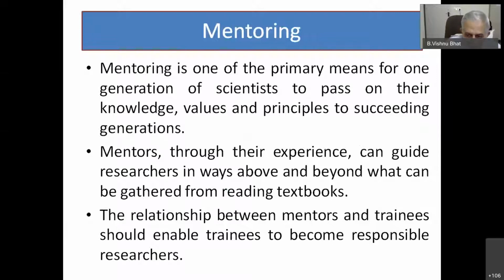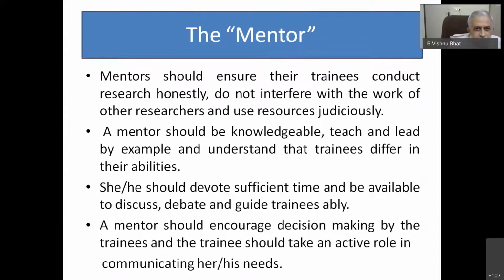They should maintain a good relation between the mentor and trainees, so that the trainees become responsible researchers. So the mentor should ensure the trainees conduct the research honestly. Do not interfere with the work of other researchers. Many times you don't do research, but you don't allow the next person to do it either. This is what's happening in many places. You don't want other people to work also. So the researchers also should be used judiciously.